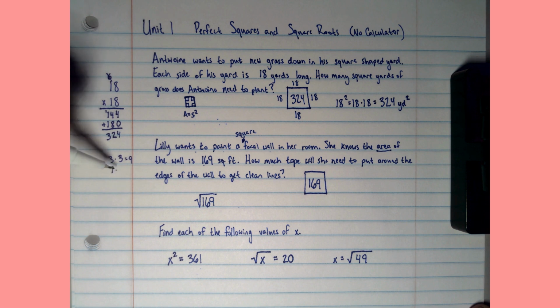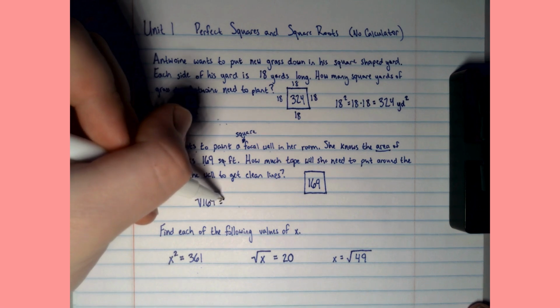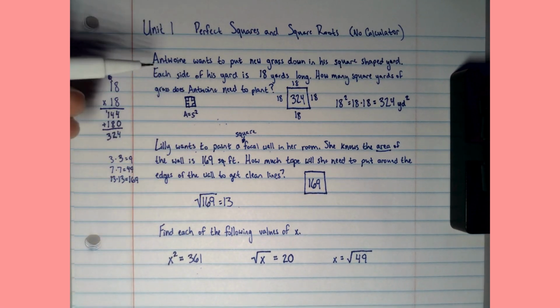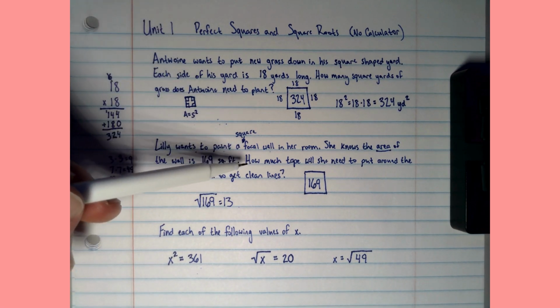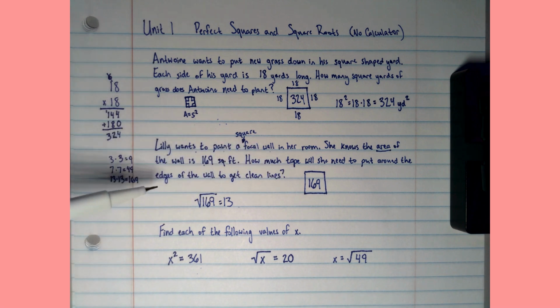Okay, 7 times 7 is 49. So if the last digit is a 3 or a 7, then the last digit is going to be a 9. It's obviously not 3 and it's not 7. Let's try the next one. It's going to be 13 times 13, and that is 169. So it equals 13.